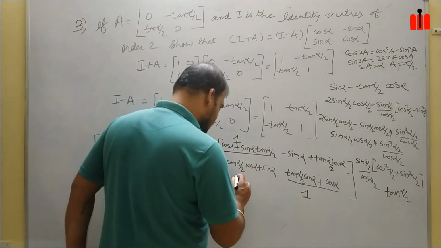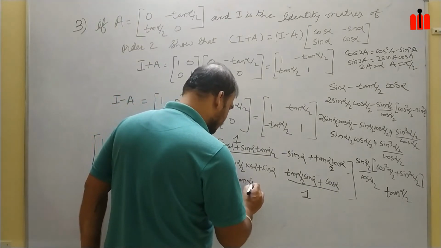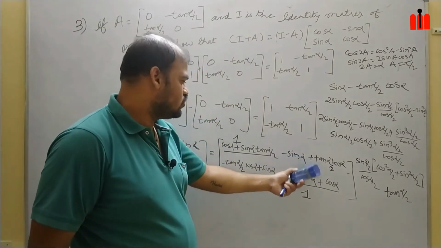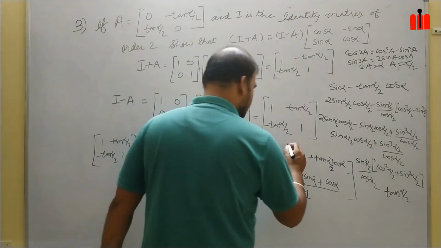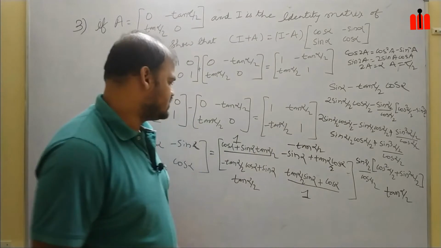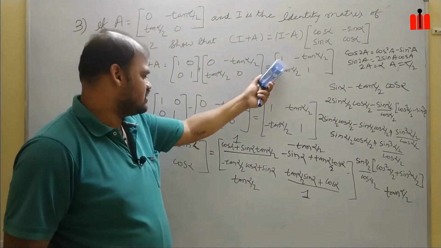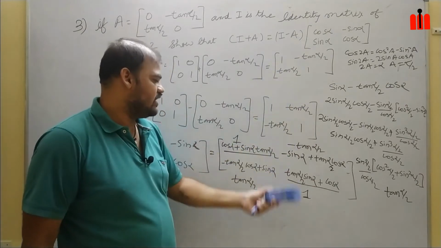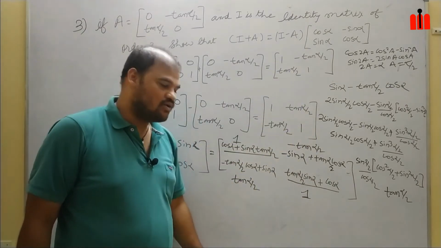So this term is tan alpha by 2. So my 2-1 term is tan alpha by 2. So the 1-2 term will be the negation of that, so this will be minus tan alpha by 2. Let's see whether it is I plus A or not. So I plus A, we see it is 1 minus tan alpha by 2, tan alpha by 2, 1. So we had got I plus A.